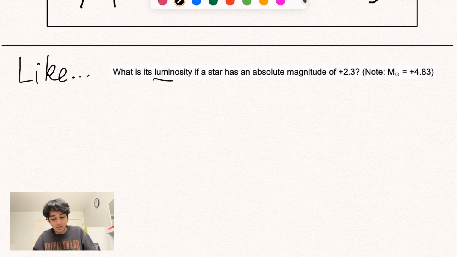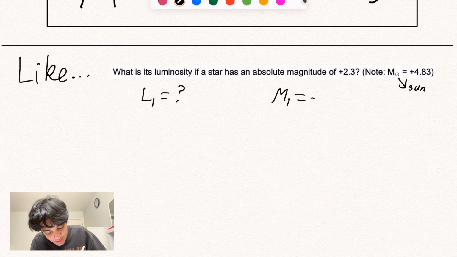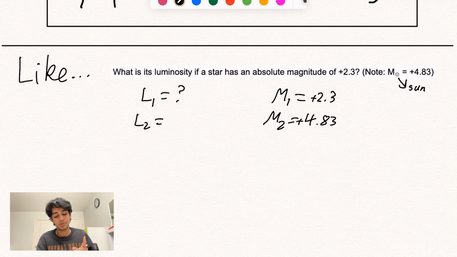So what is the luminosity of a star if it has an absolute magnitude of 2.3? And note that the absolute magnitude of the sun is 4.83. And remember, this symbol always means sun. So we have to find the luminosity of the mystery star. But we are given the absolute magnitude of 2.3. We know that the absolute magnitude of the sun is 4.83. And remember, the apparent was negative 26.7.